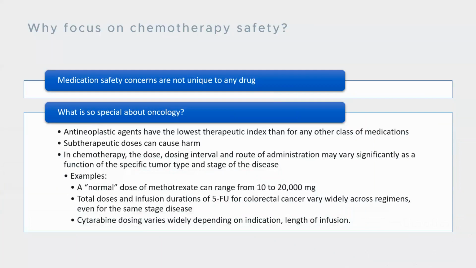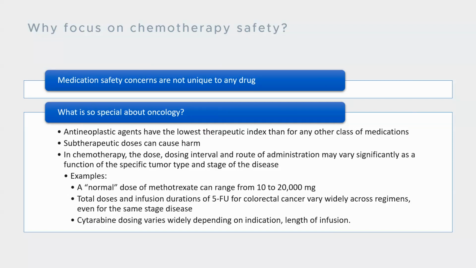So why do we focus on chemotherapy safety? Obviously, medication safety concerns are not unique to any drug, but oncology does have some specific things that make it a little bit more dangerous. Among them, the antineoplastic agents have the lowest therapeutic index than for any other class of medications. Even subtherapeutic doses can cause harm to the patient, right? Not just overdoses, but if we give a patient too little, it can certainly affect outcome. And in chemotherapy, the dosing interval and the route of administration vary significantly as a function of the specific tumor type and the stage of the disease and what other drugs you're using it for.